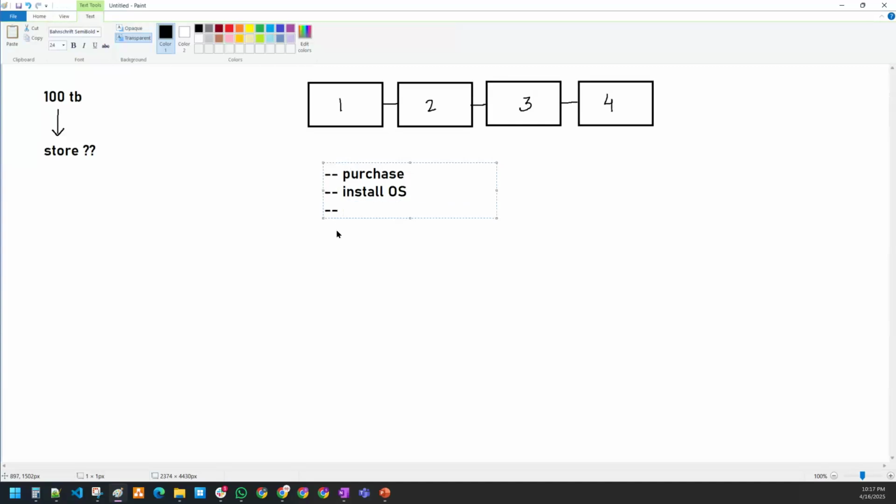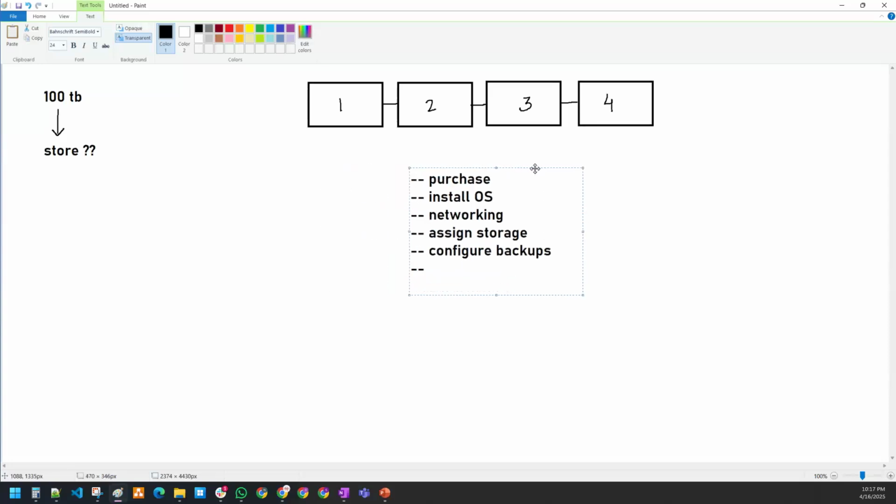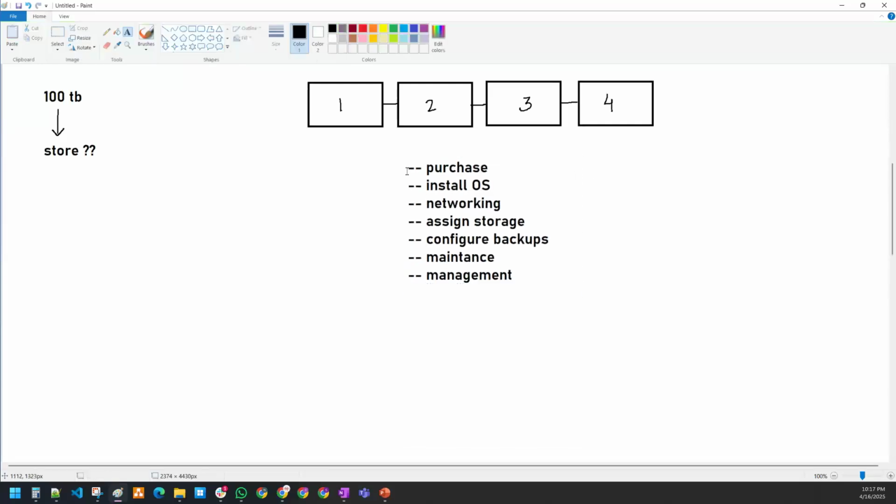On top of these machines, we have to do the networking. We should also assign the storage, configure the backups, and even more things, maybe taking care of the maintenance activities and all the management details also. So if you wanted to store 100 terabytes of data, the very first thing that you have to do is purchase. You can't just directly go and store it.